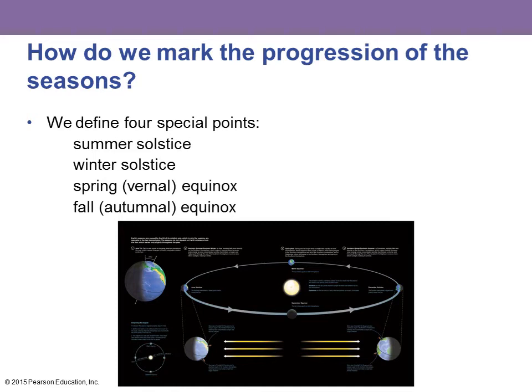So we mark 4 points that we consider important in our orbit around the Sun. The summer solstice, which is the Earth on the left side of the diagram, the winter solstice, which would be over on the right, and then the spring and fall equinoxes halfway in between. Equinox means equal night. So on those 2 particular days, March 21st, usually around September 22nd or September 23rd, is when we're going to receive equal night and equal day.